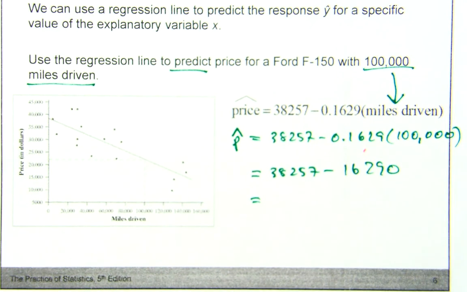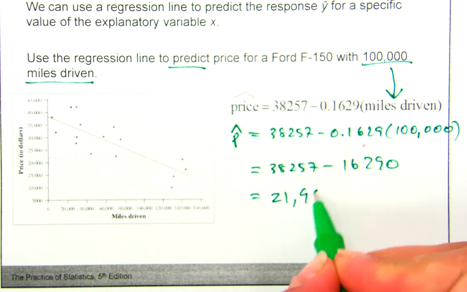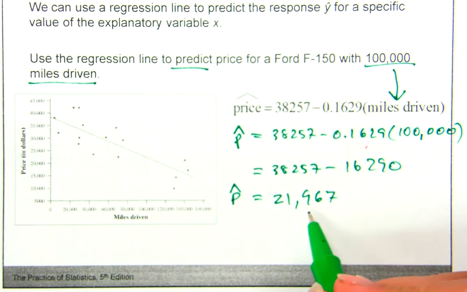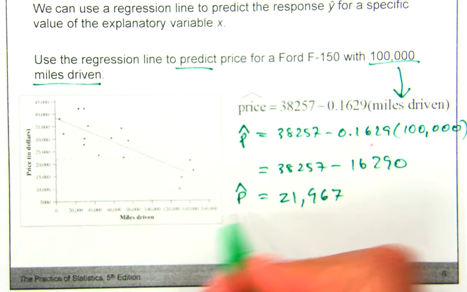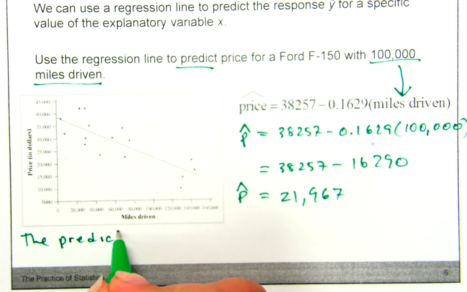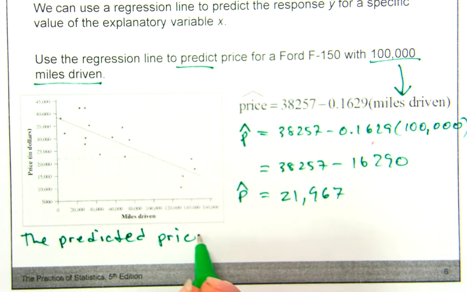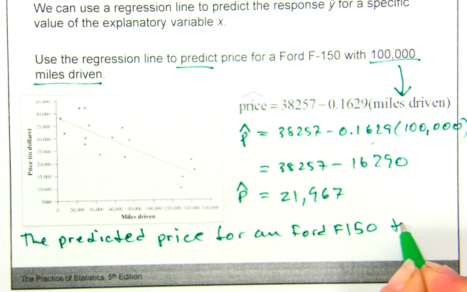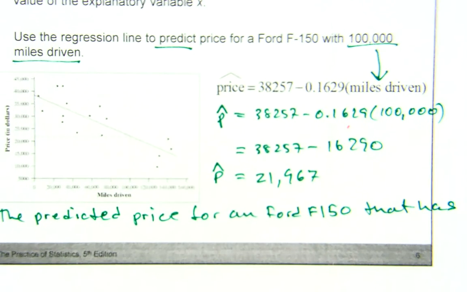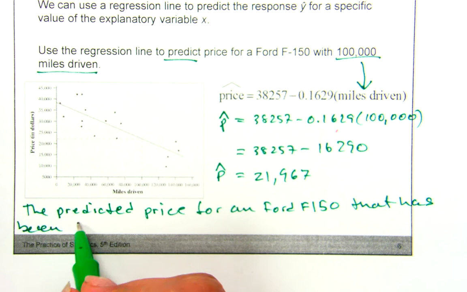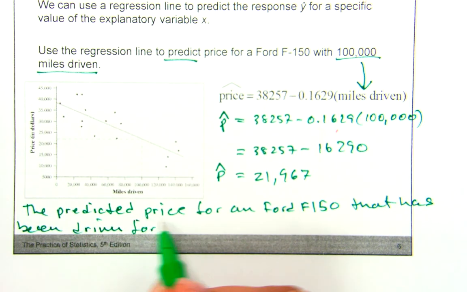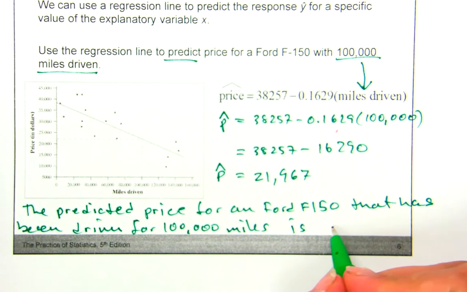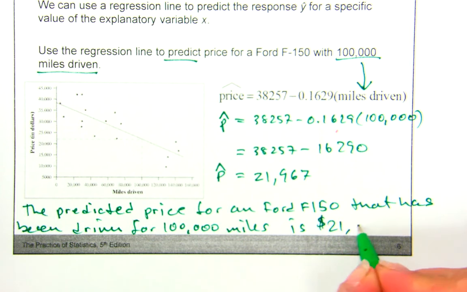So 38,257 minus this amount should give me about 21,967. So the predicted price is going to be 21,967. So we're going to write that up. The predicted price for a Ford F-150 that has been driven for 100,000 miles is $21,967.